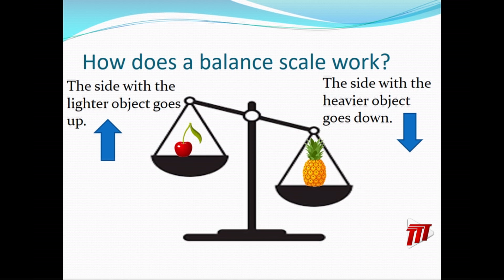On the next side of our scale, we have a pineapple. Between a cherry and a pineapple, which one is lighter? The cherry is. That's why the side goes up. The pineapple is heavier than the cherry. That's why it goes down.